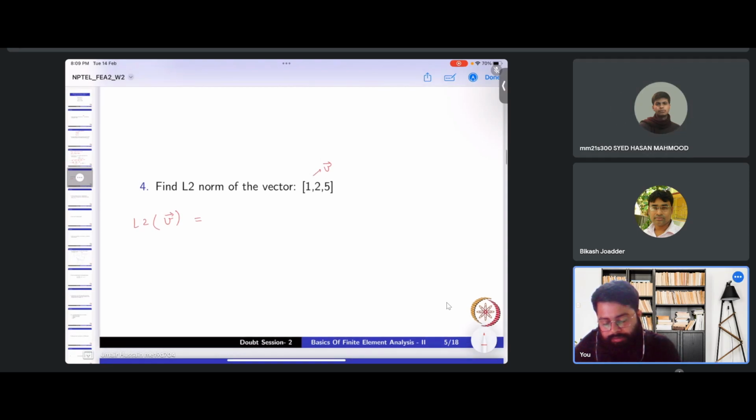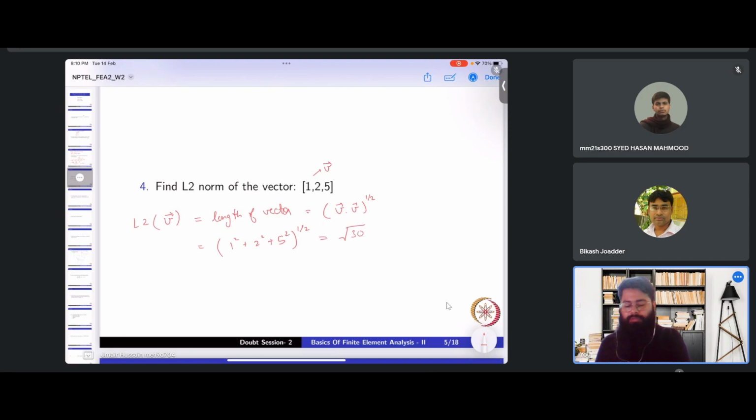So this is nothing but the length of it, right? So it would be 2 squared, 1 squared, so the square root of 4 plus 1, which is 5. So that's just a basic revision of the L2 norm.